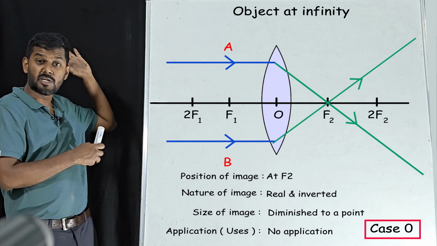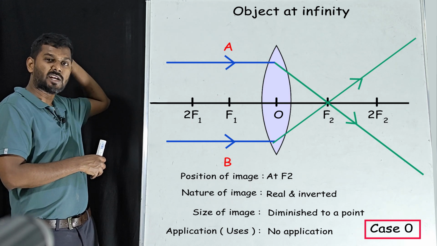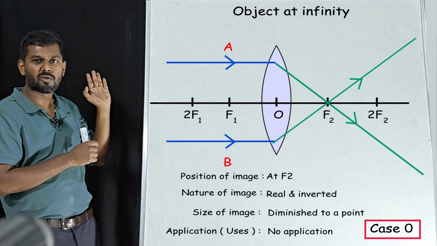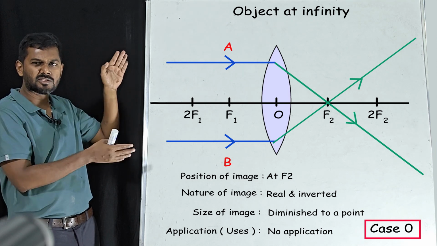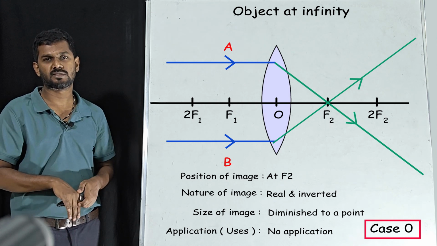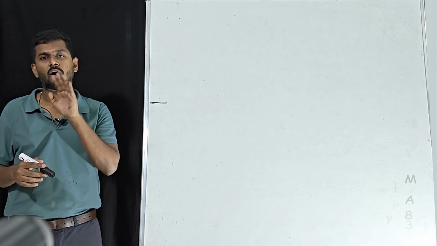Now the object is too far, that is at infinity. That is why we are getting two parallel lines. So if you bring it near, these two rays will be completely different. That is nothing but the next. Now we'll talk about the second case in convex lens.